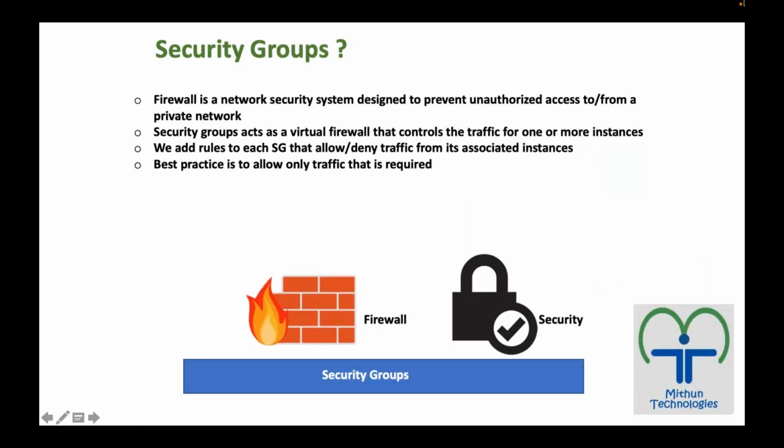Now we discussed security groups. That security group is nothing but a firewall. It's a network security system that prevents unauthorized access to the servers. A security group acts as a virtual firewall that controls the traffic for one or more EC2 instances.